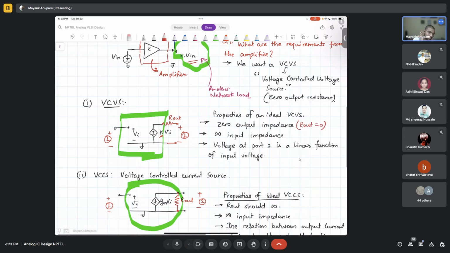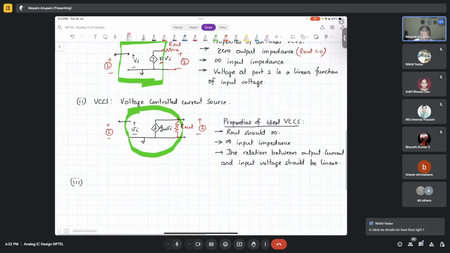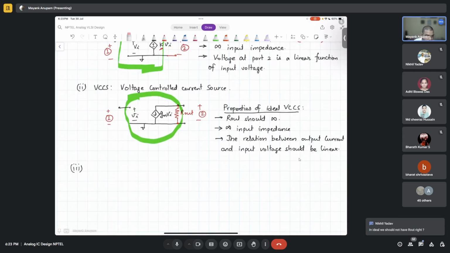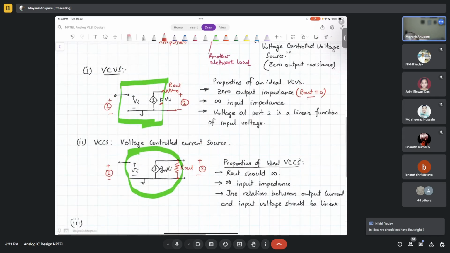Okay, there's nothing special about VCCS. R out can also come in the VCVS also. In the ideal case, we do not have R out, so that is why we have R out equal to 0 in the ideal case. Both, and here R out is equal to infinity.